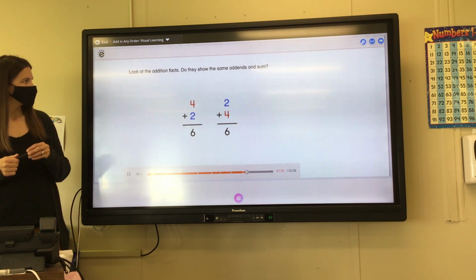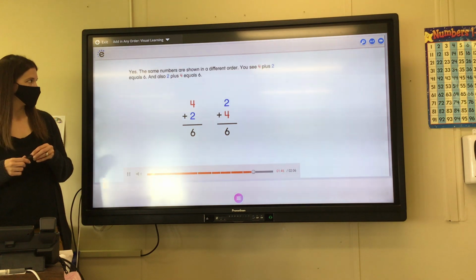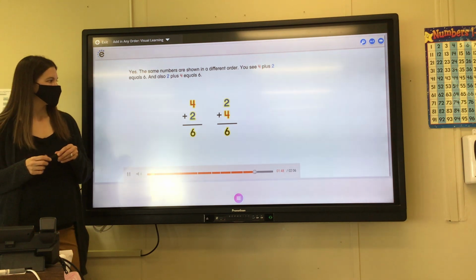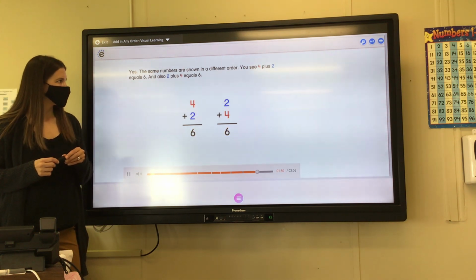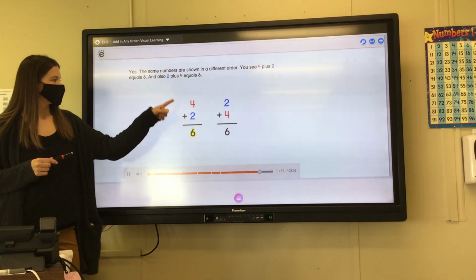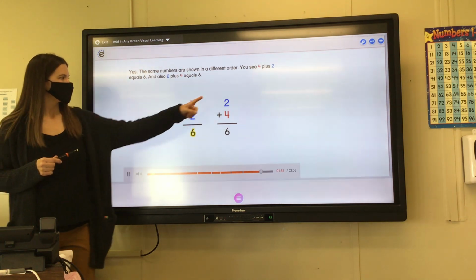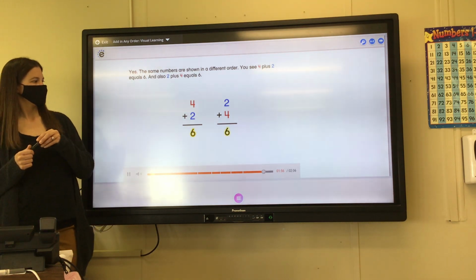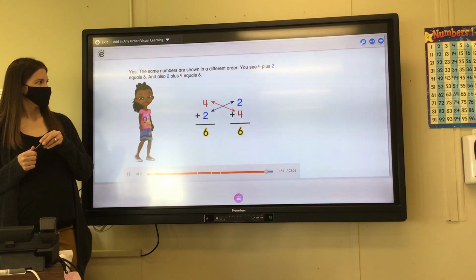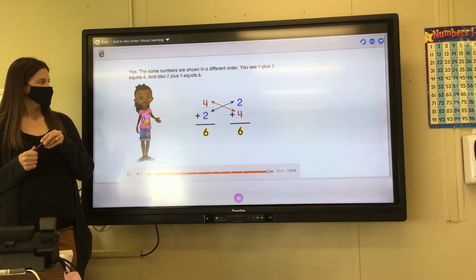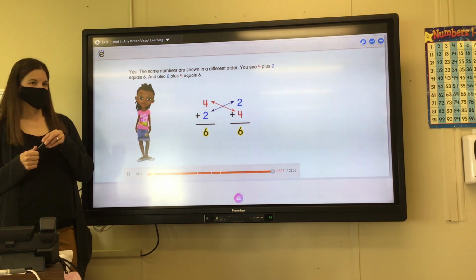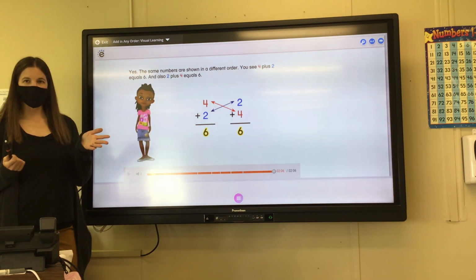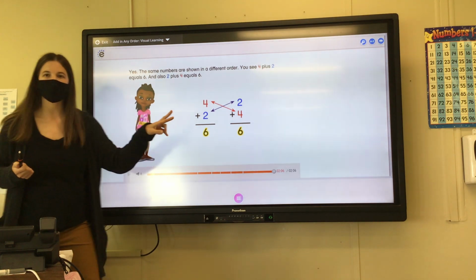Look at the addition facts. Do they show the same addends and sum? Yes, the same numbers are shown in a different order. You see 4 plus 2 equals 6, and also 2 plus 4 equals 6. You have just learned that when you change the order of the addends, the sum remains the same. Okay, so the sum is still going to be the same, even if you change the order of the numbers.